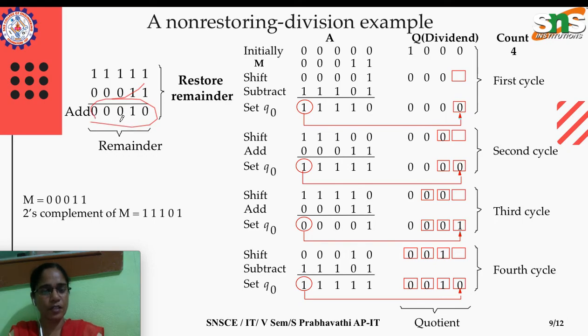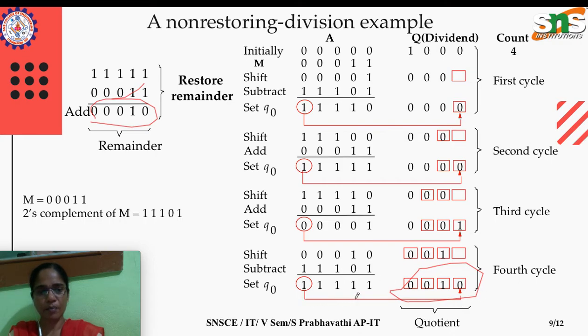whatever the value in the accumulator is said to be the remainder, and whatever the value in the Q register in the last cycle, this is the quotient. Suppose for some other example, if we get the accumulator value to be 0 at the last cycle, that's it. This will be the remainder and this will be the quotient.